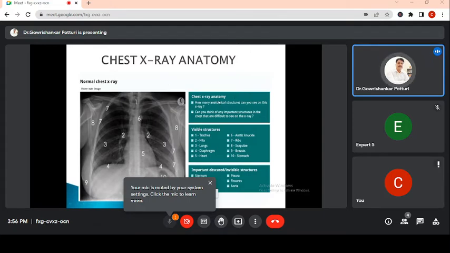Chest X-ray anatomy. A normal chest X-ray. This is the trachea, what you are observing here, number 1. Number 2, hilum of the lungs. Number 3, lungs.